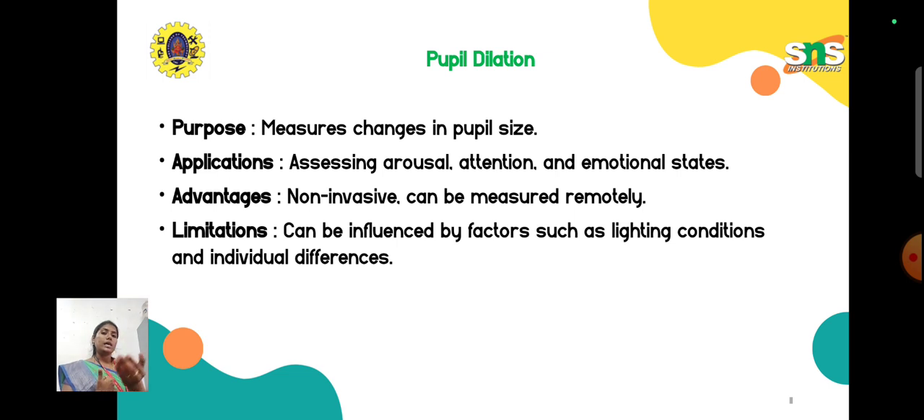And like the other techniques, here also we have an advantage and a disadvantage. The advantage is that it is non-invasive and can be measured remotely, and the limitation is that it can be influenced by factors such as lighting conditions or individual differences. It may vary from person to person.